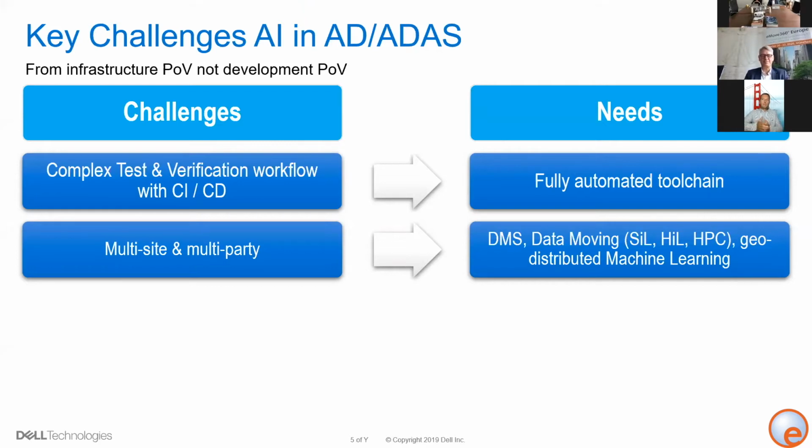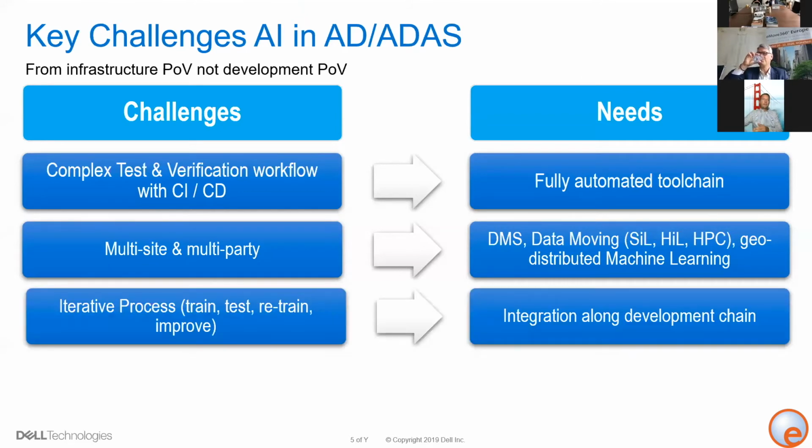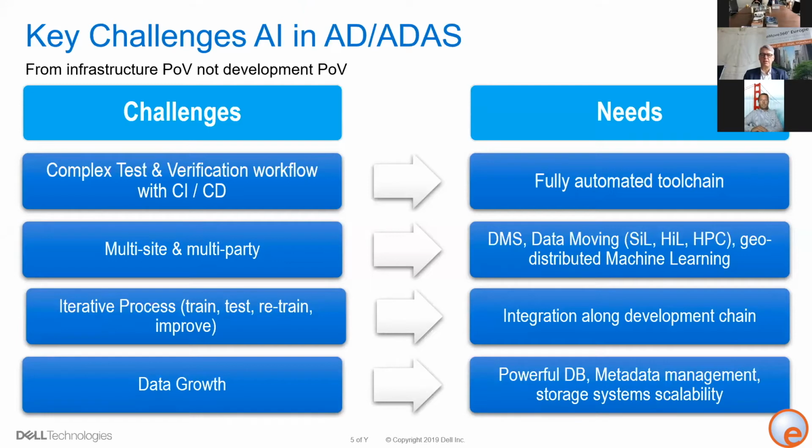So we have to enable developers to locate and access the data, and also to enable them to train machine learning algorithms in a distributed way. The next challenge is, if we are focusing on AI and machine learning algorithms, this is an iterative process. So we are training our algorithms, we are testing our algorithms, we are retraining our algorithms, and we are improving the code, etc. So you have to integrate everything in a fully closed development chain.